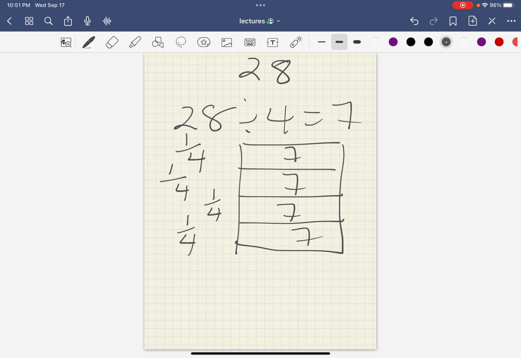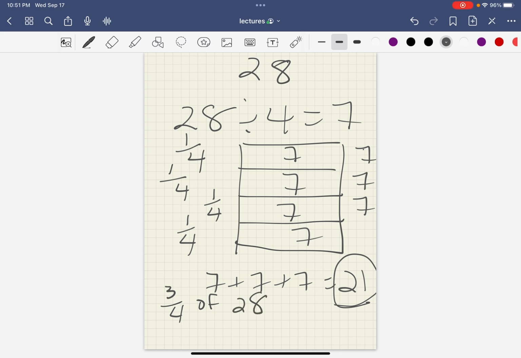All right, so the problem says Corey has finished 3/4 of the problems of the assignment. How many problems has he finished? Well, 1/4 is 7, and 2/4 is another 7, 3/4 is another 7. So 7 plus 7 plus 7 is 21. He's finished 21 of the problems. So 3/4 of 28 is 21. All right, so then let's look at the next one.